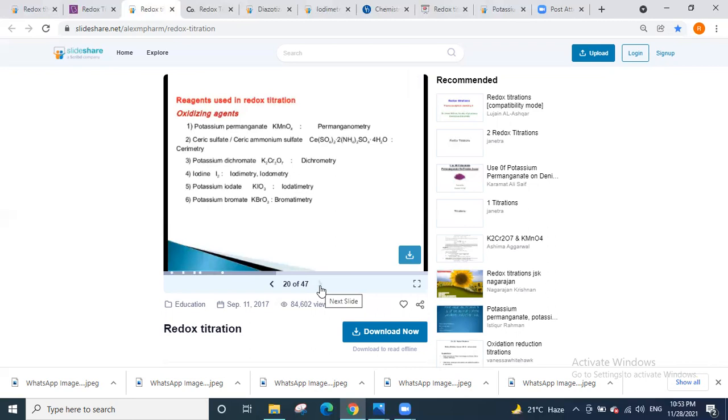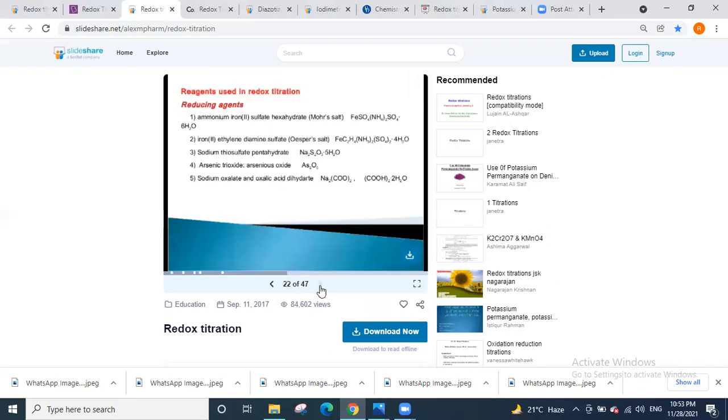Then after that, the different examples of reducing agents. As reducing agents, we have ammonium iron sulfate, and also the iron ethylene diamine sulfate, sodium thiosulfate, arsenic trioxide, and sodium oxalate. And also potassium iodide is a very important reducing agent. Tartaric acid and citric acid are also very important reducing agents. And among these, potassium iodide, sodium oxalate and arsenic trioxide are the primary standard ones. And sodium thiosulfate is a secondary standard, which needs to be standardized.